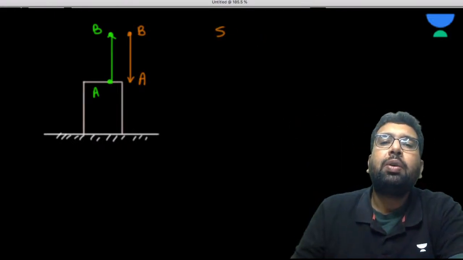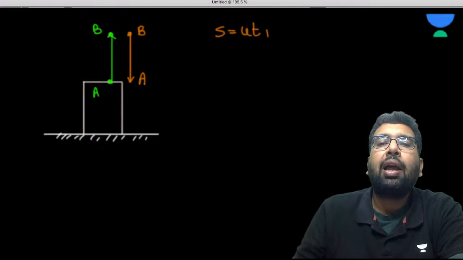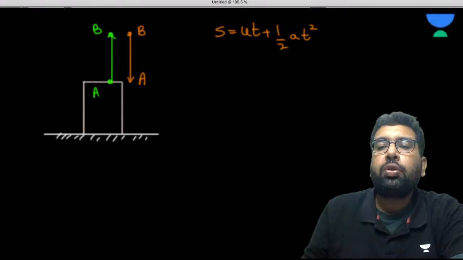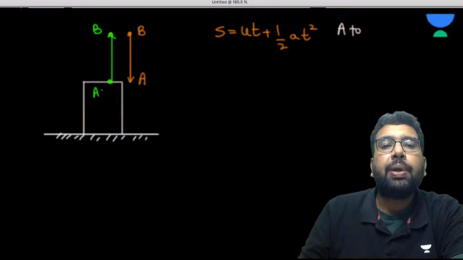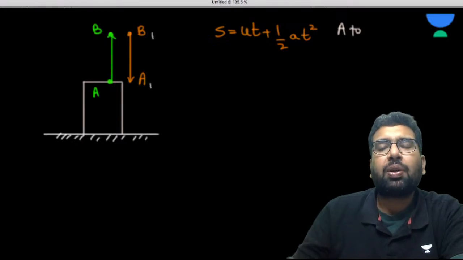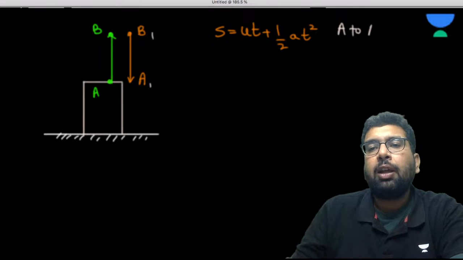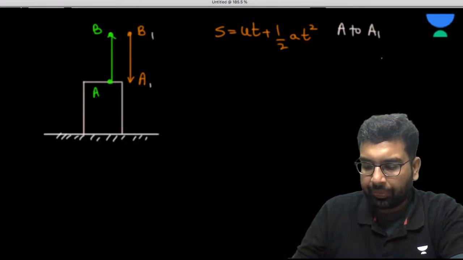Now, s is equal to ut plus half at square, right? This is the formula. Now I am considering the motion from A to, let's call it A1, just for the sake of this moment. So A to A1. Ascent time, descent time.